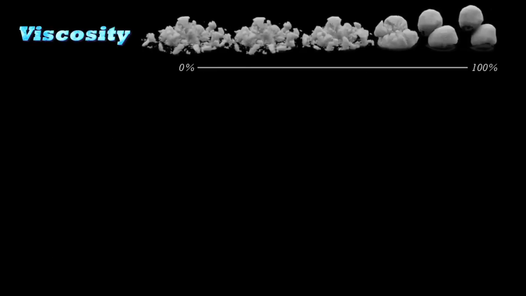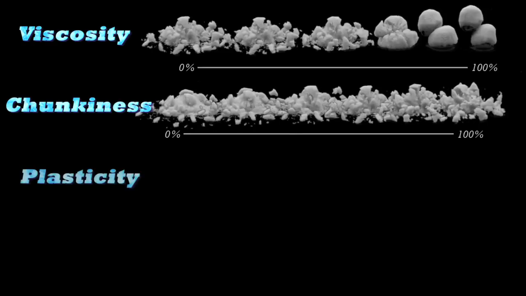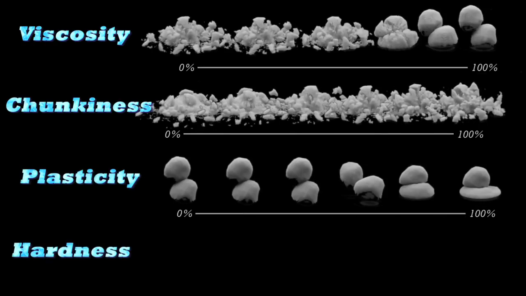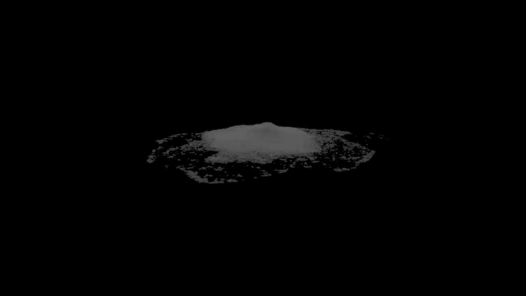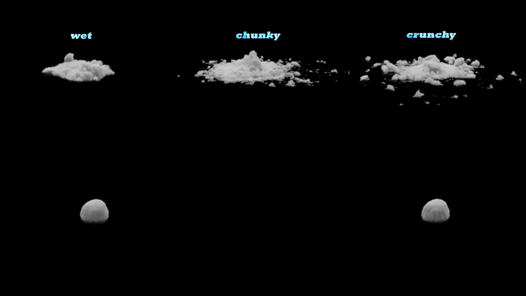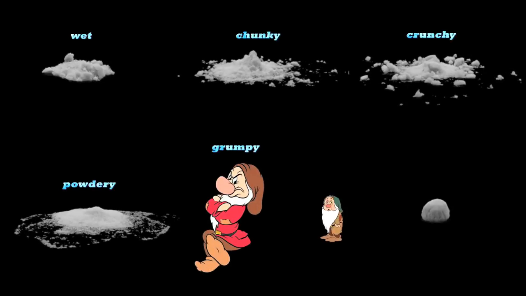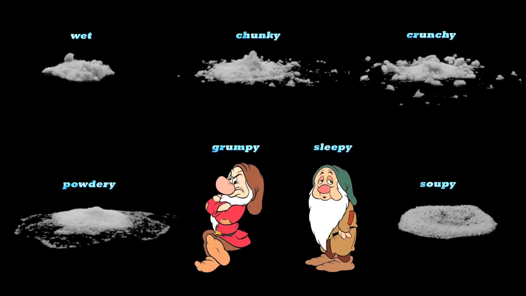So, snow. What do we know about it? What are its physical properties? This is where we create a model that can represent all the different types of snow and its specific behavior under varying circumstances. How does wet snow look and move? What about dry, powdery-looking snow? This leads us to explore the wide ranges of snow that exist. Wet, chunky, crunchy, powdery, grumpy, sleepy, soupy. You name it, we have to simulate it all.